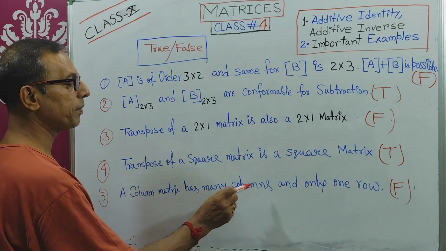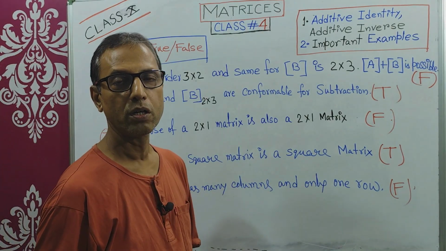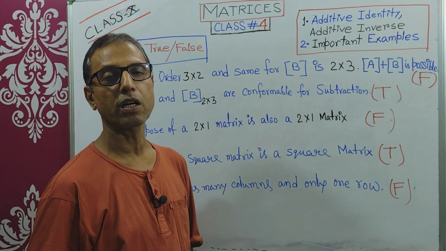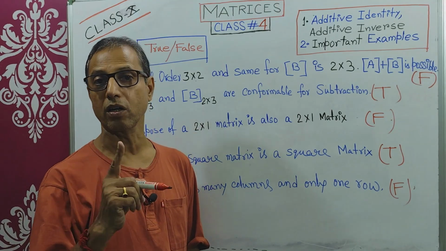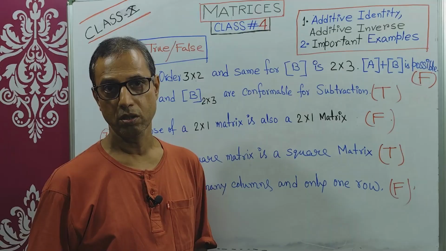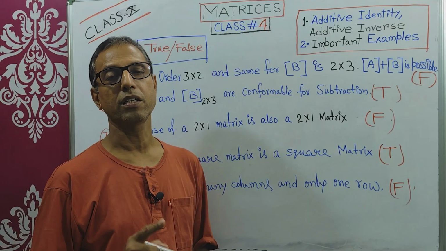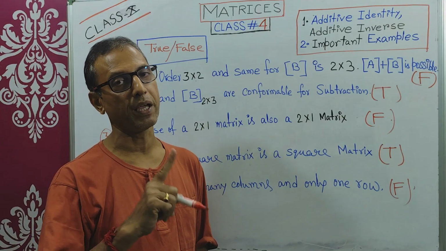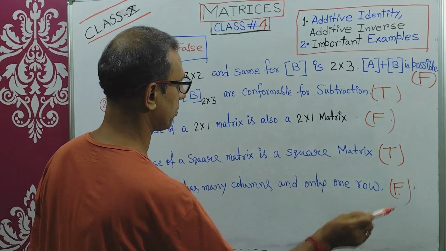A column matrix has many columns and only one row. It is a false statement, because a column matrix has only one column. It may have multiple rows. And a row matrix will have only one row but may have multiple columns. So this is a false statement.